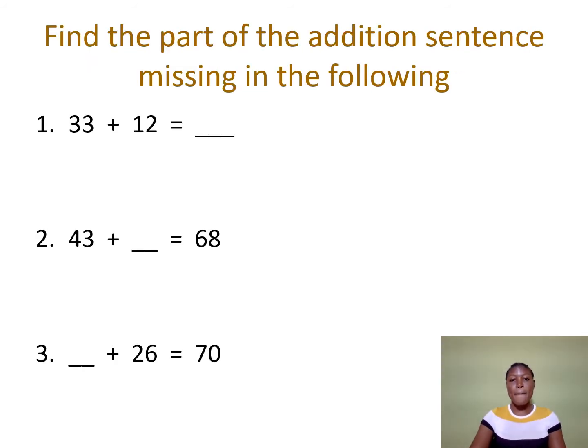So let's try our best to find the missing part of the following addition sentences. We have to find the part of the addition sentence missing in the following. 1, we have 33 plus 12 equals dash. 2, we have 43 plus dash equals 68. And the last one, we have dash plus 26 equals 70.